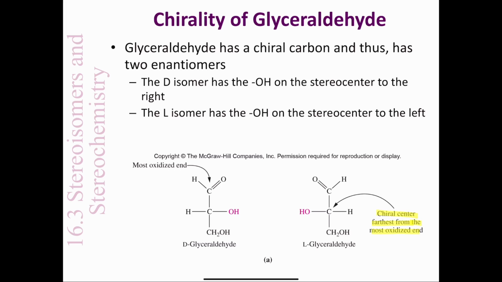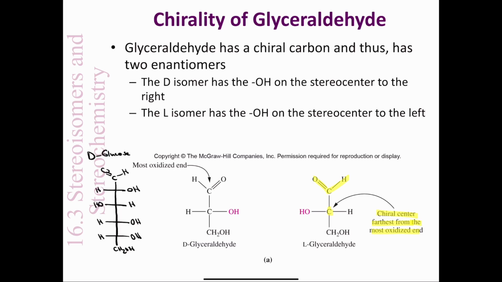So the most oxidized end is going to be the end that either has an aldehyde or a ketone on it, and we go all the way down from that, and we look at the chiral center the farthest away. Now in glyceraldehyde, it's not very complicated because there's only one chiral carbon, but when we look at something like D-glucose, we'll see more than one chiral center.